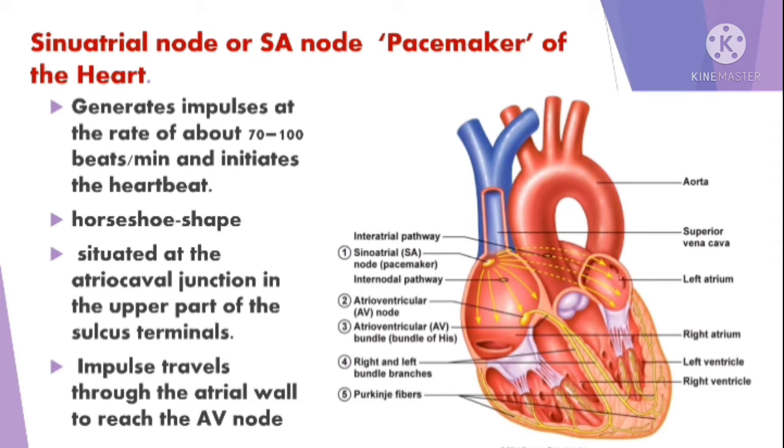The SA node acts as the pacemaker of the heart. It generates impulses at the rate of about 70 to 100 beats per minute and initiates the heartbeat. It is horseshoe in shape, situated at the atriocaval junction in the upper part of the sulcus terminalis. The impulse travels through the atrial wall to reach the AV node.